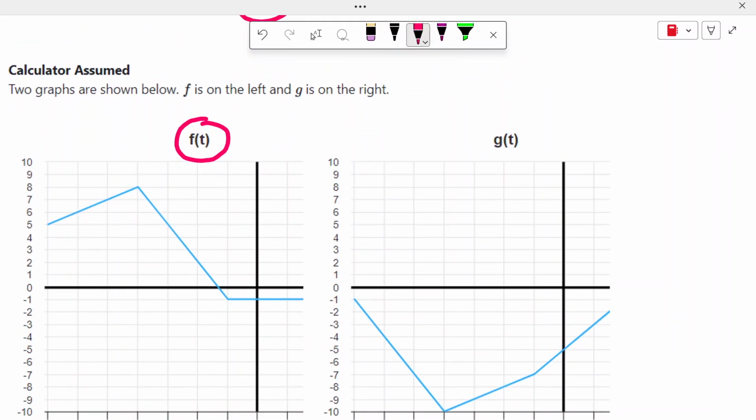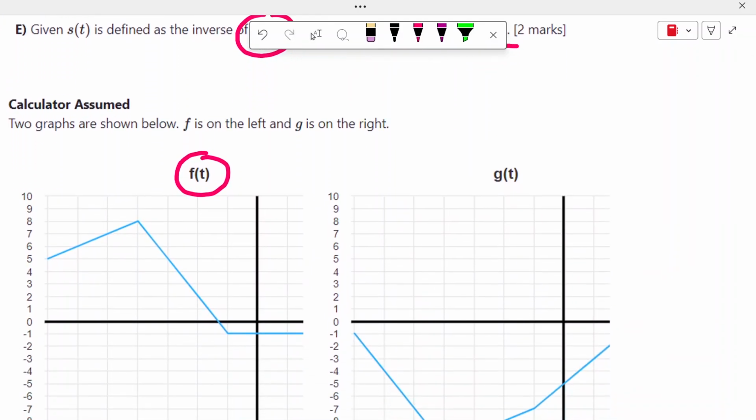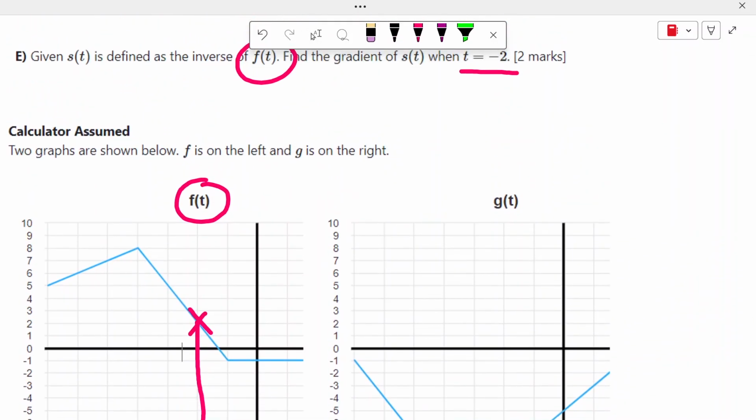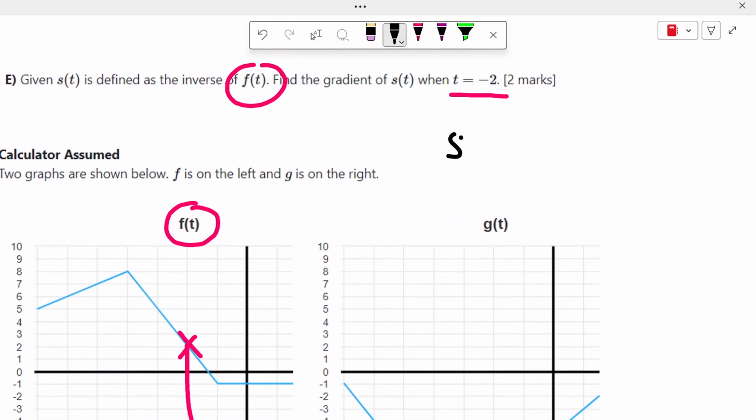So this is at t is equal to minus 2. Apologies. This one here. All right, so what's important about this one is that it's the inverse. So you can see it as s of t is equal to 1 on f of t.